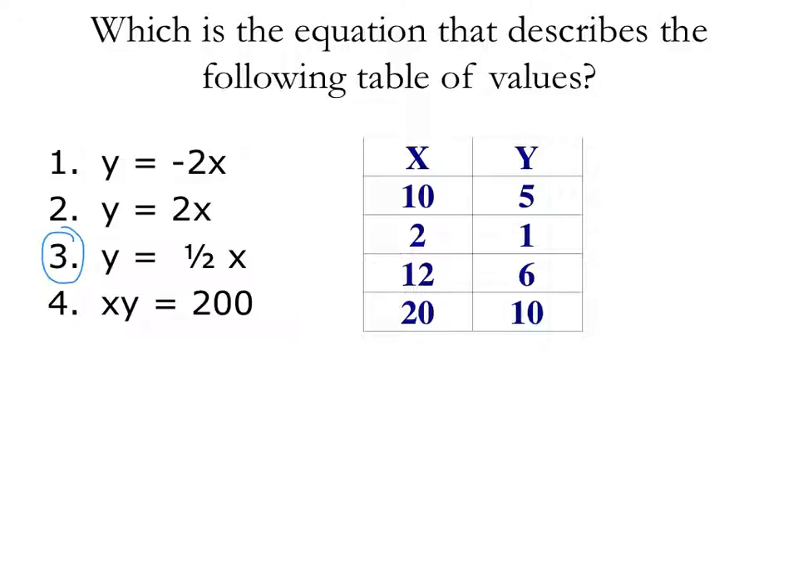Okay, and your answer for this as a direct variation equation would be option 3, that k, found by y over x, would be 5 over 10, or 1 over 2, or 6 over 12, or 10 over 20, and in that case, then k would be 1/2.